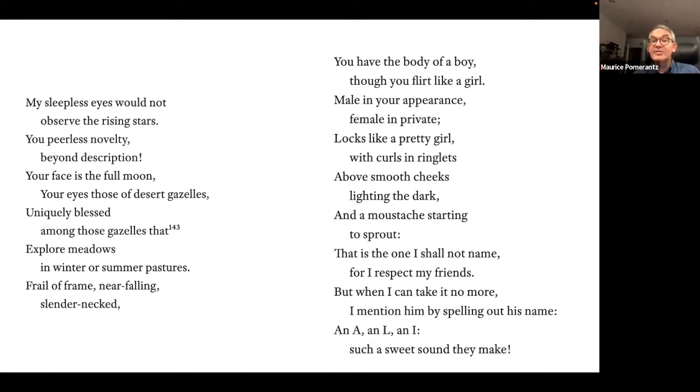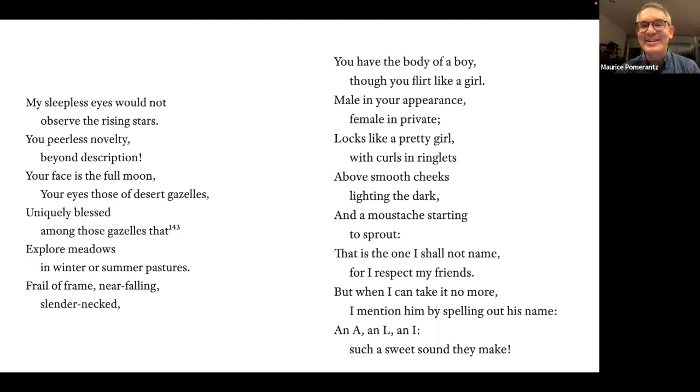Your eyes of desert gazelles, uniquely blessed among those gazelles that explore meadows in winter or summer pastures. Frail of frame, near falling, slender in neck. Here's where it gets interesting. You have the body of a boy, though you flirt like a girl, male in appearance, female in privacy. Locks like a pretty girl with curls and ringlets, above smooth cheeks lighting the dark, and a mustache starting to sprout. That is the one I shall not name, for I respect my friends, but when I can take it no more, I mention him by spelling out his name, an A, an L, an I, such a sweet sound they make. This is his talking to his beloved.